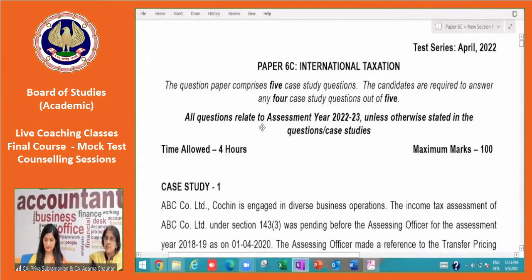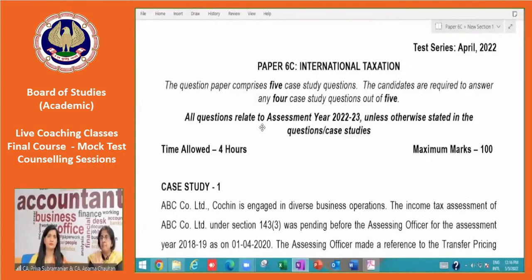So as far as this paper is concerned, what you have to study is the study material. Study material, October 2021 edition is relevant for you, and it comprises 9 chapters. And that is based on the law as amended in direct tax laws as amended by the Finance Act 2021.